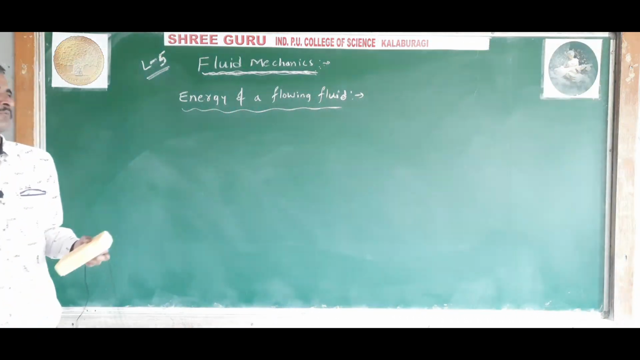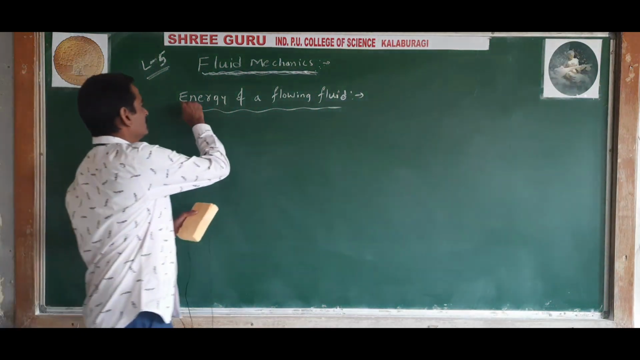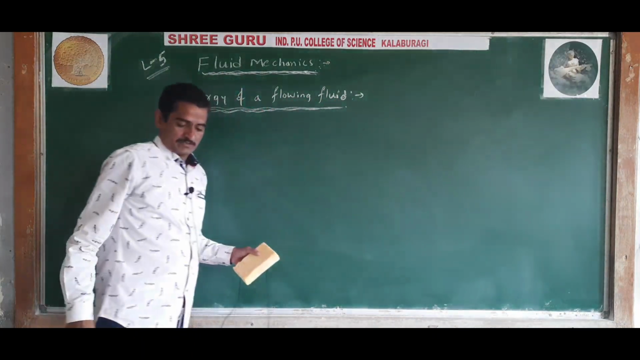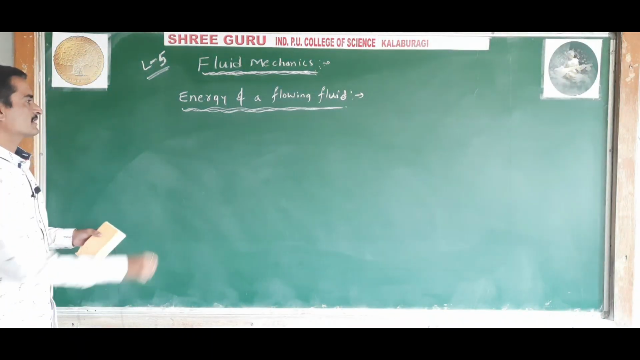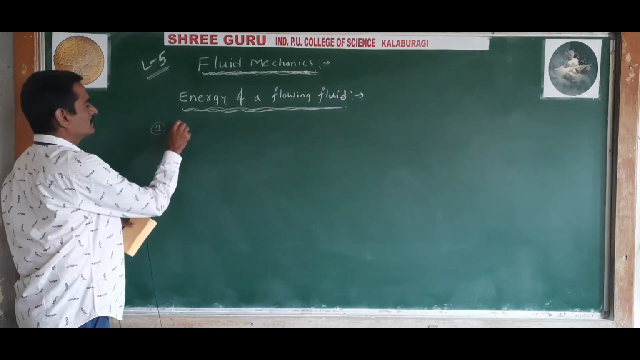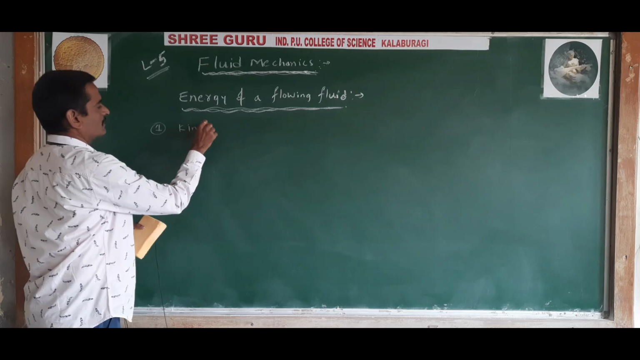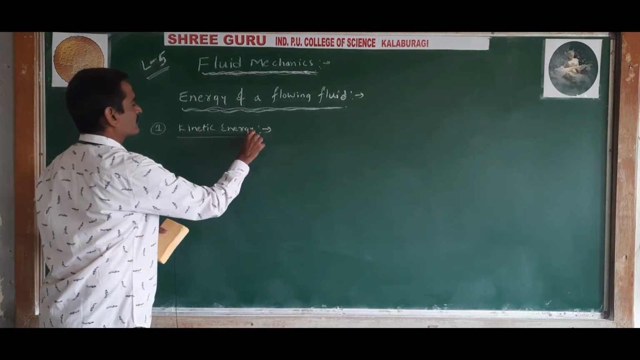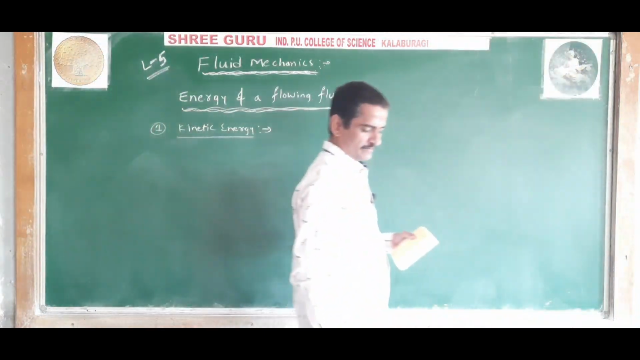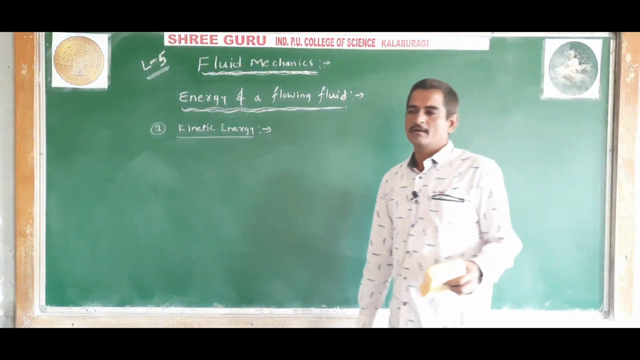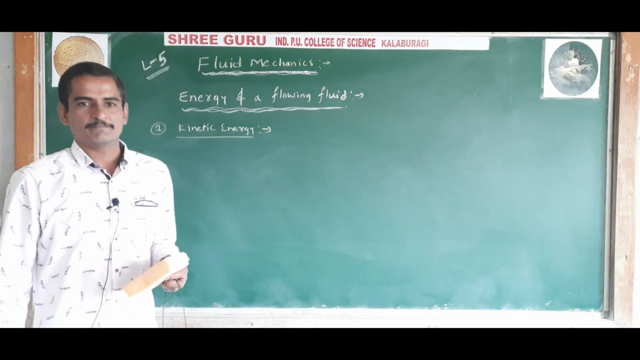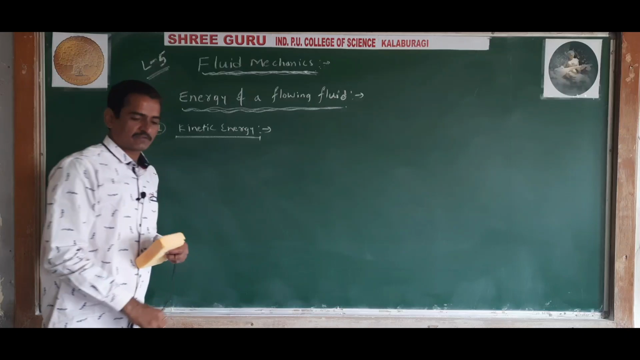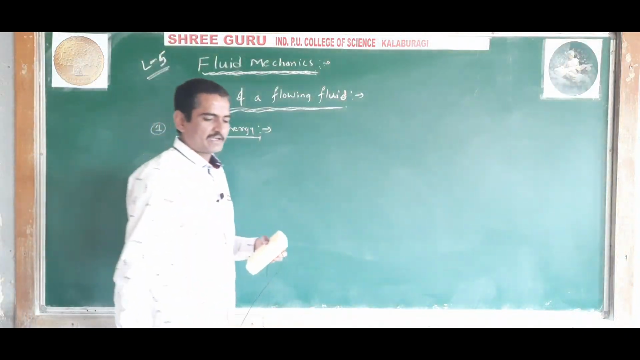When an ideal fluid is flowing, it will have three types of different energy. Number one, kinetic energy. It is the energy possessed by the fluid, by virtue of its motion. The energy possessed by the fluid or liquid by virtue of its motion is called kinetic energy.